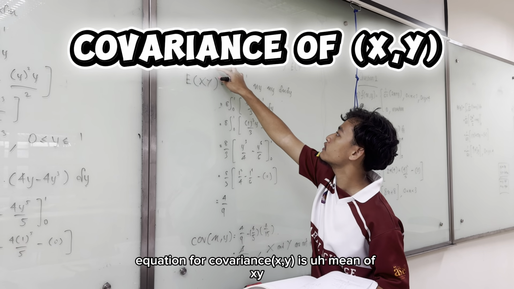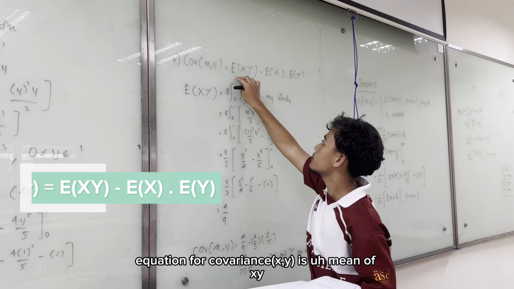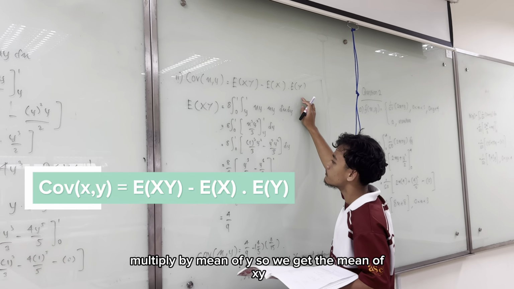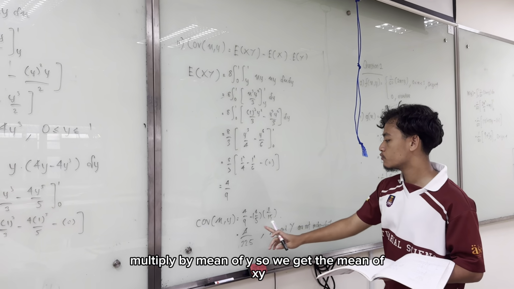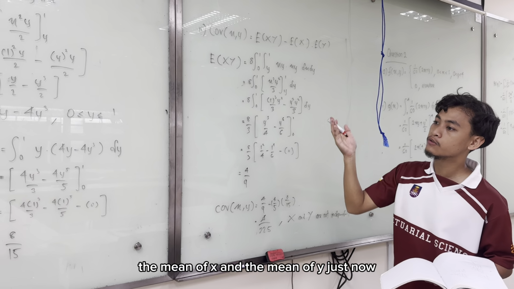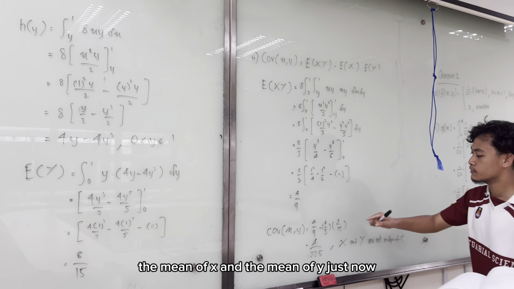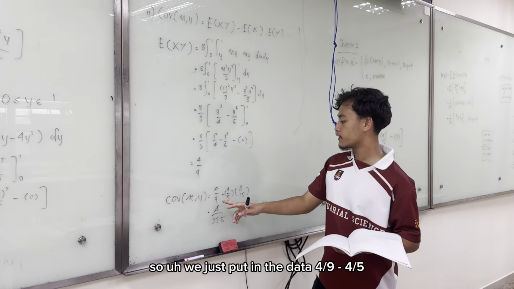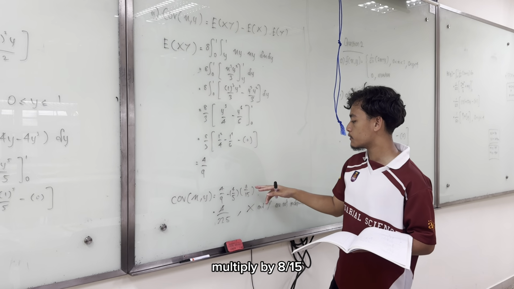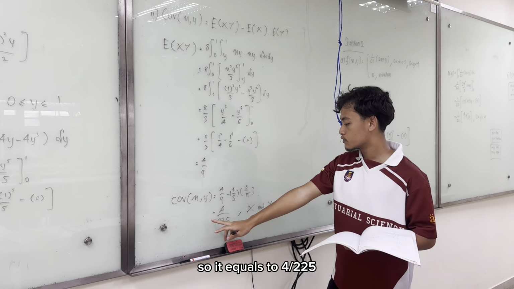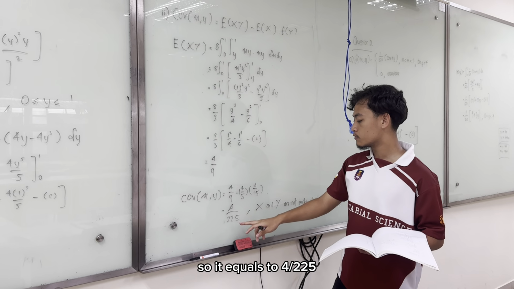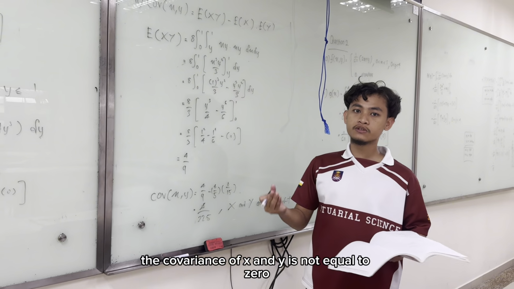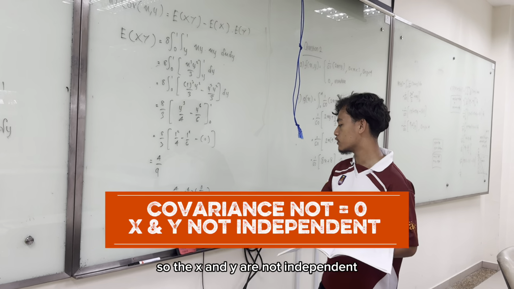The equation for the covariance of x and y is the mean of xy minus the mean of x multiplied by the mean of y. We got the mean of xy, the mean of x, and the mean of y just now. So we just put in the data: 4 over 9 minus 4 over 5 multiplied by 8 over 15. So it equals 4 over 225. Since the covariance of x and y is not equal to 0, the x and y are not independent.